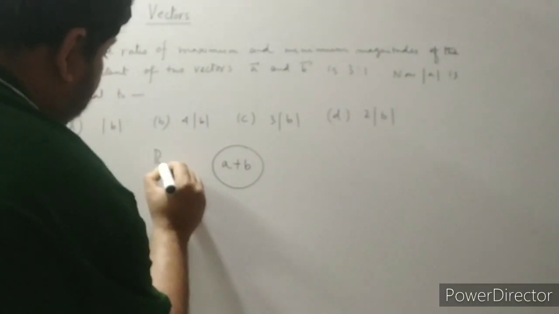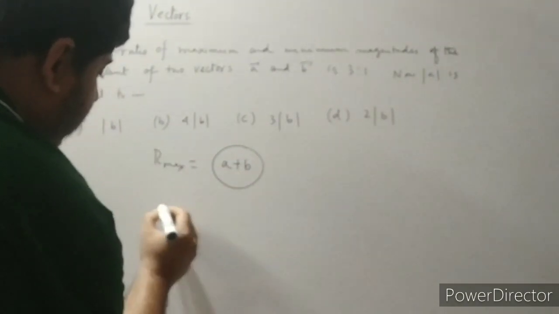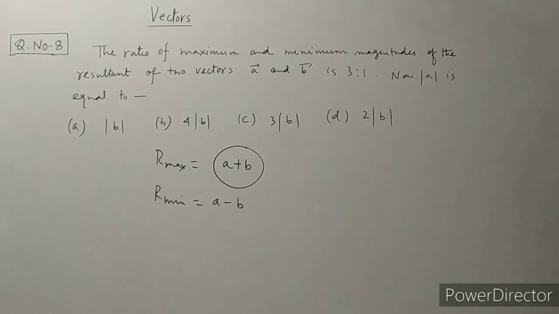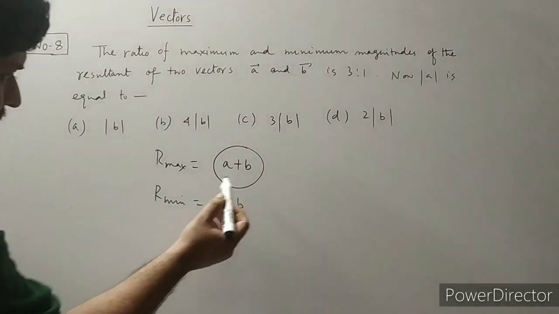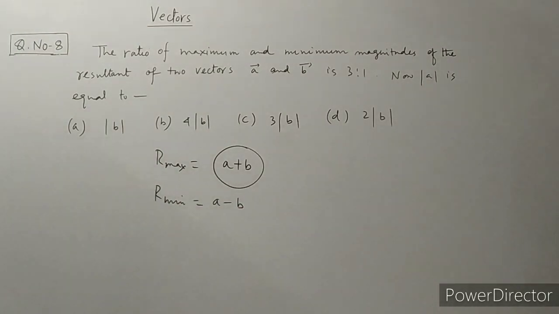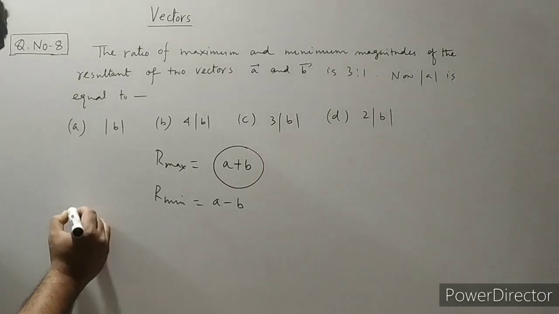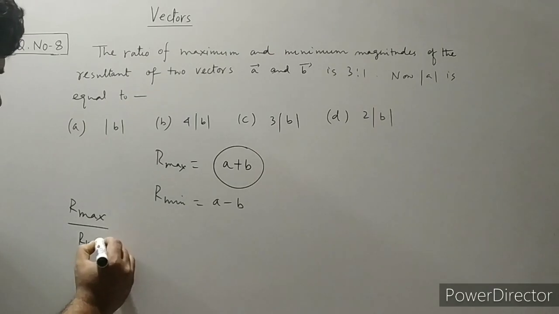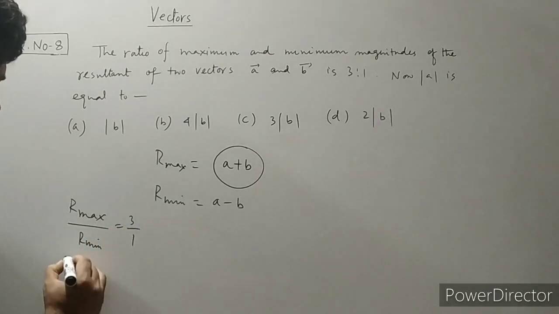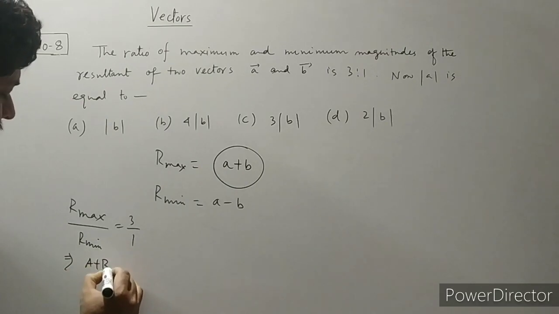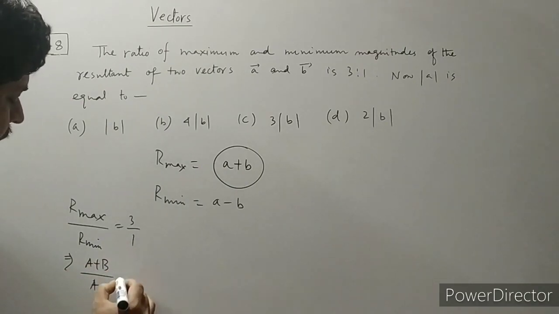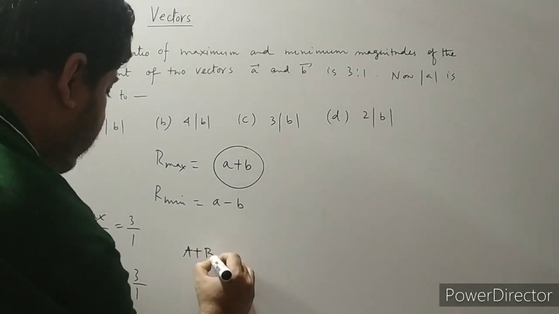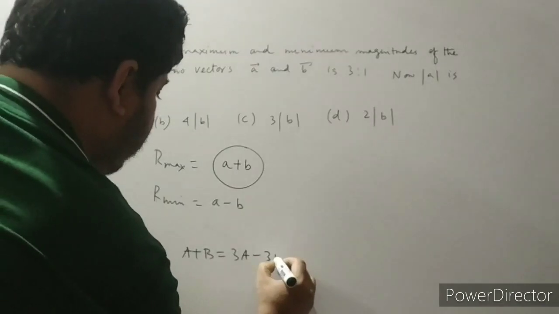So the maximum value of the resultant, R max, will be this. The minimum value of the resultant, R min, will be this. So the maximum resultant will be a plus b. The minimum resultant will be a minus b. So according to the question, R max by R min is equal to 3:1, means a plus b by a minus b is equal to 3/1, means a plus b is equal to 3a minus 3b.